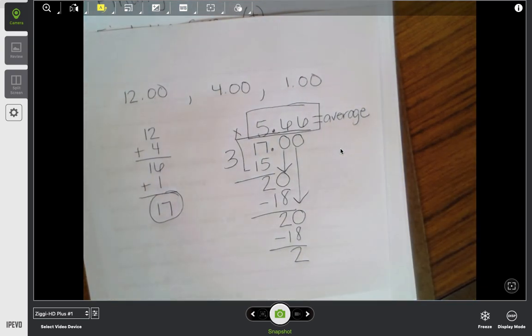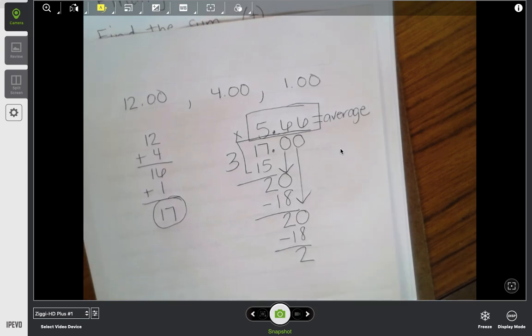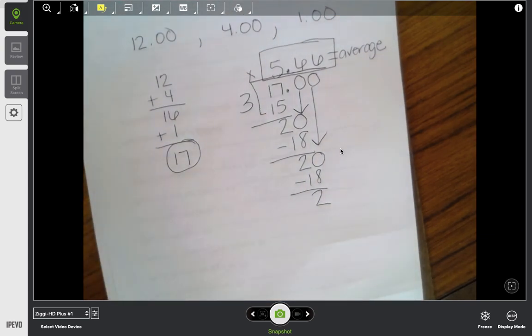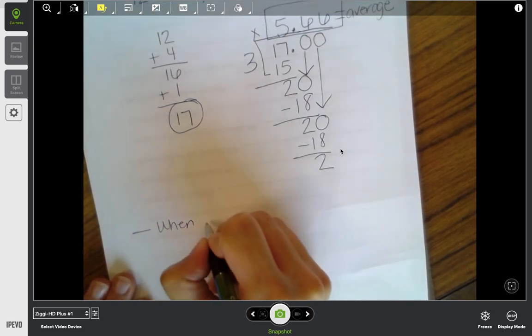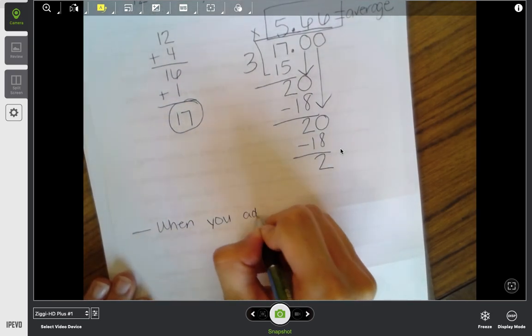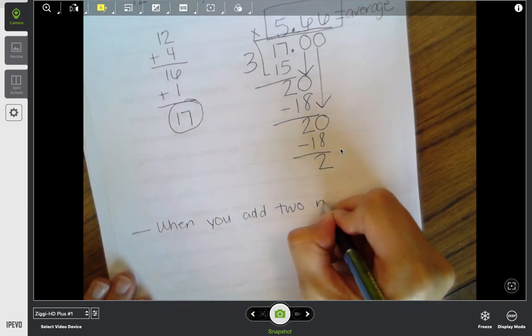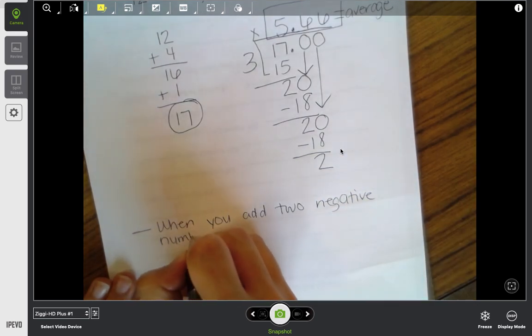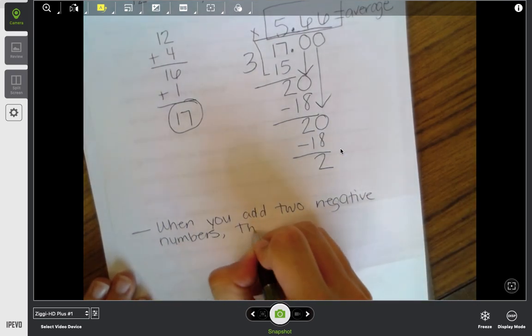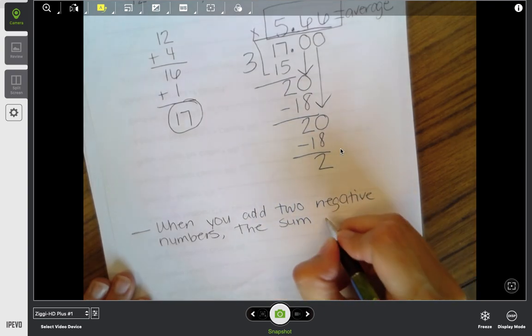There's a couple things that I want you to remember because you're working with positive numbers, but you're also going to be working with negative numbers. And all you need to remember when you're calculating the average for negative numbers is that when you add two negative numbers, the sum will also be negative.